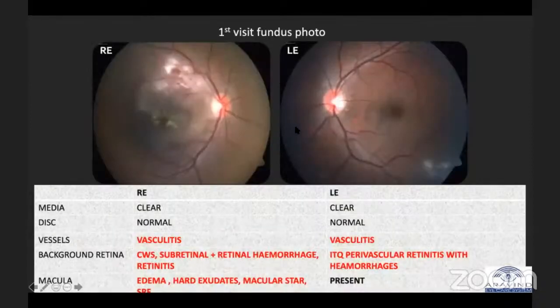So this is his fundus picture. Right eye had a mild vitreous haze, and there were retinitis patches, cotton wool spots, retinal hemorrhages, arteritis, phlebitis. Then at the macula, there were hard exudates, macular edema, and there was this streak of subretinal hemorrhage here. And left eye also had fluffy retinitis patches along the inferotemporal arcade.